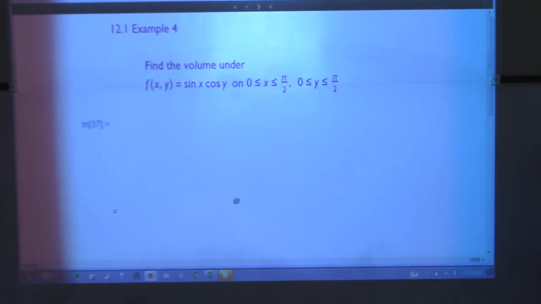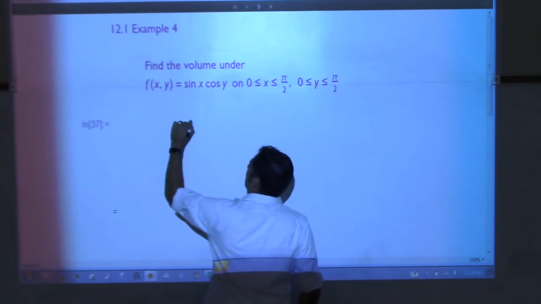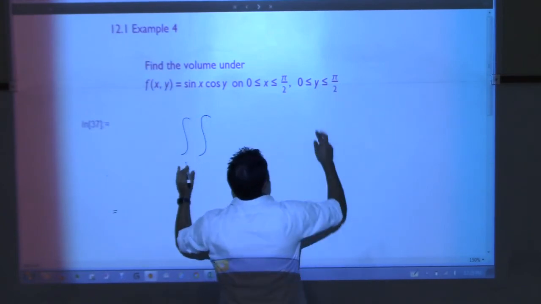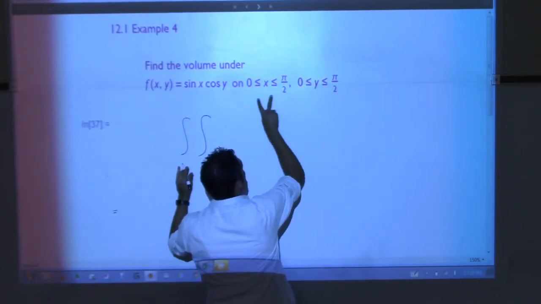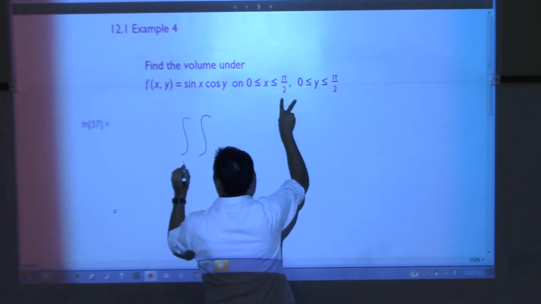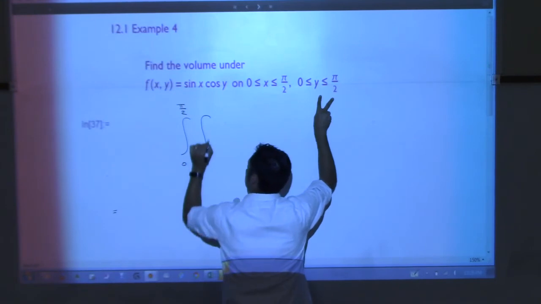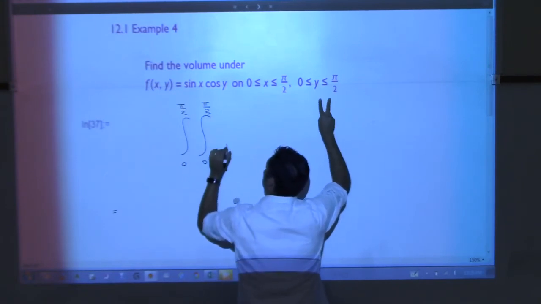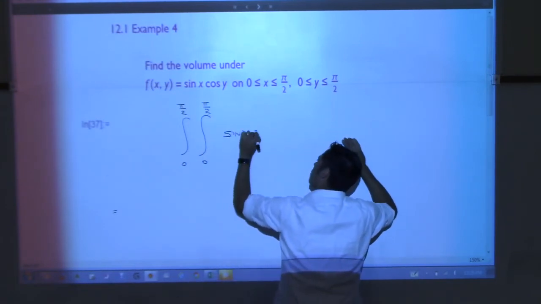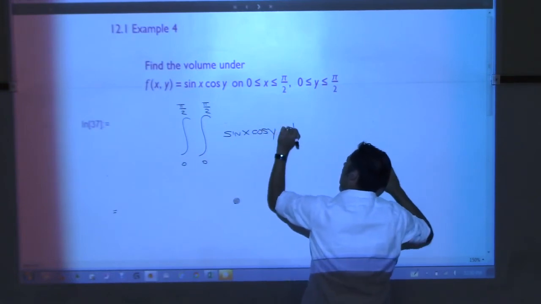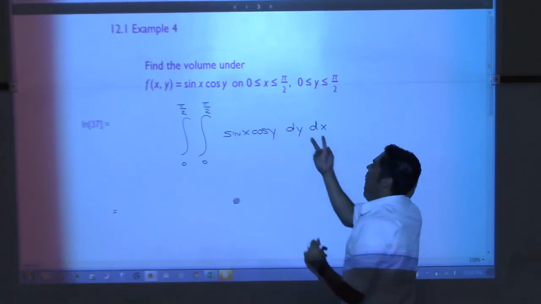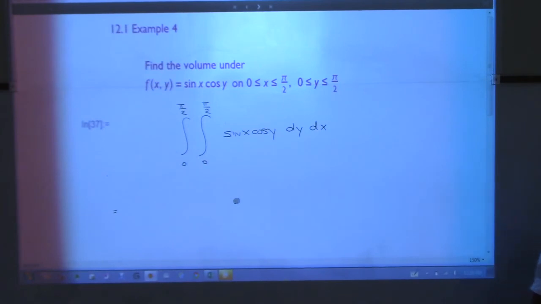All right, look at this one right here. Here's what I'm supposed to do. I'm supposed to go, see, limits on, am I over a rectangle here? This is a rectangle, right? So I'm supposed to go from 0 to pi over 2 for x, and also 0 to pi over 2 for y. I'm supposed to be integrating sine x cosine y, and then this dy dx. I could have gone the other order, right? But that's the order I chose.